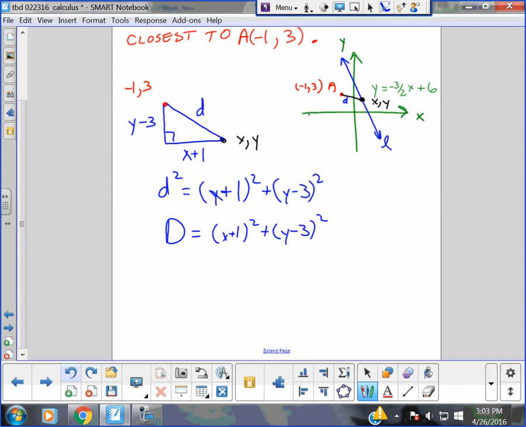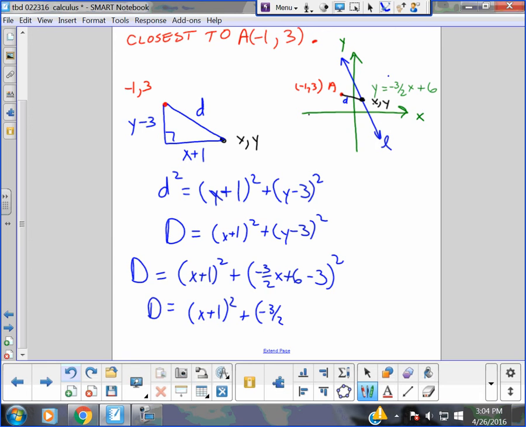Big problem for optimization: it has two variables. We have to get to one. But what do we know about our point? It lies on the line y equals negative 3 halves x plus 6. So I'm going to replace y with negative 3 halves x plus 6. So D equals the quantity x plus 1 squared plus the quantity negative 3 halves x plus 6 minus 3, squared. I'll do a little cleanup here, and all of a sudden I have an equation that has one variable.